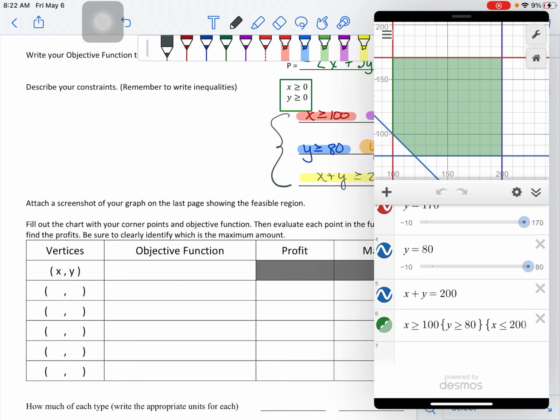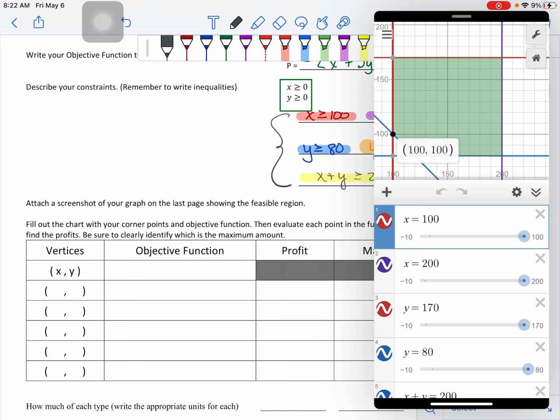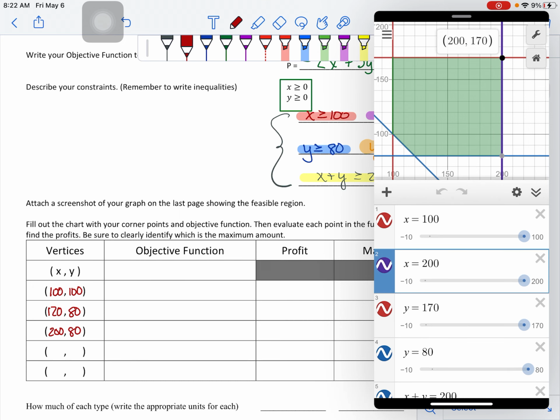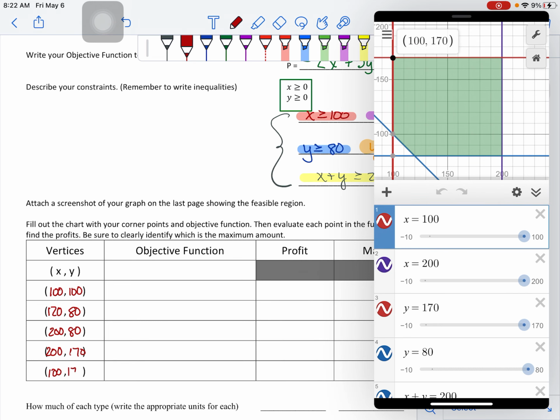Now we're going to take all the ordered pairs. There's an ordered pair: that's 100, 100. Right here is an ordered pair: that's 120, 80. Right here, that's 280, 0. Then 200, 170, and 100, 170.